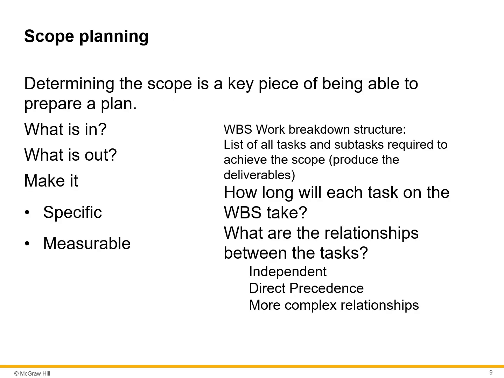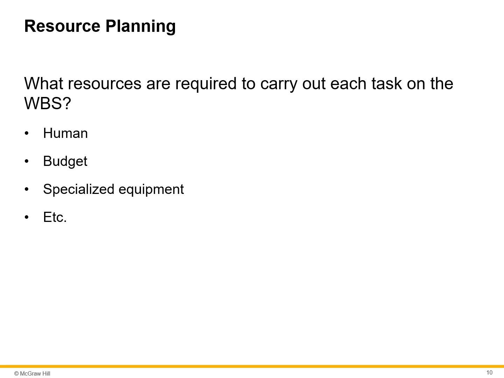Scope planning, determining the scope, is a key piece of being able to prepare a plan. It answers questions including what is in, what is out, how long will each task on the WBS take, what are the relationships between the tasks, and so on. Resource planning answers questions regarding what resources are required to carry out each task on the WBS. These resources could include human, budget, specialized equipment, time, technology, and so on.